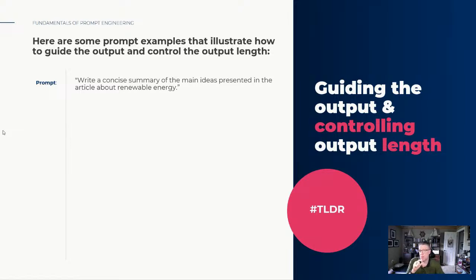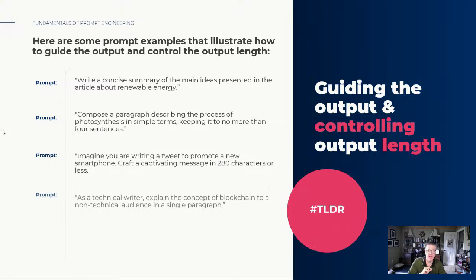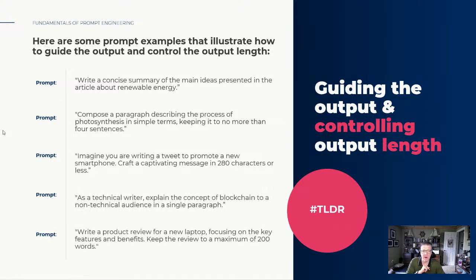That is something that you can use to help control the length of the output. It'll be more of a summary as opposed to a full-blown whatever. The next one, we're going to say, keeping it no more than 4 sentences. That is your controlling of the length there. This is a very specific 280 character example. This is a single paragraph example, and this is a maximum of 200 words. So if you want to control the output, include this in addition to your who, what, where, why, when.